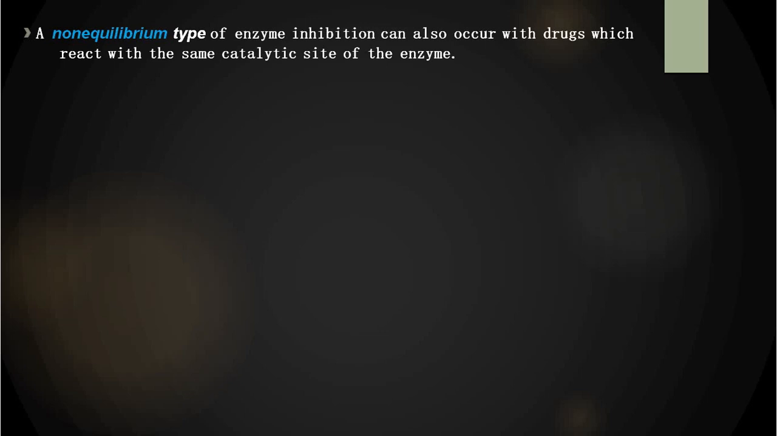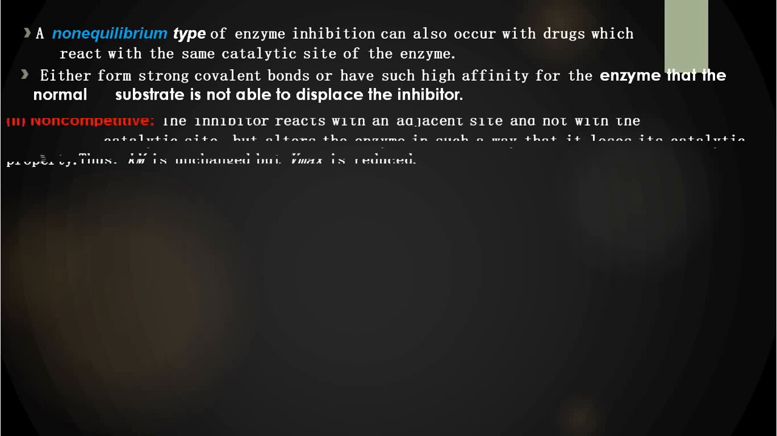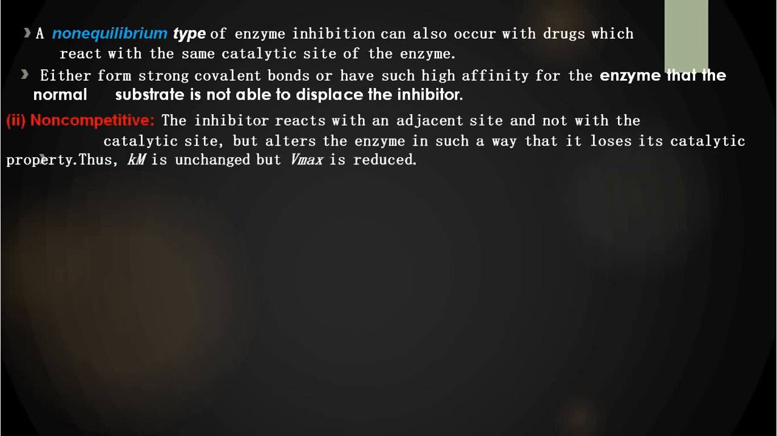Non-equilibrium type of enzyme inhibition can also occur with drugs which react with the same catalytic site of the enzyme, either form strong covalent bonds or have higher affinity for the enzyme that the normal substrate is not able to displace the inhibitor. Non-competitive, in this, drug is not even similar to that of the substrate, and it does not bind to the catalytic site, it binds to another site that results in alteration in the enzyme leading to loss of its catalytic property. In this, Km remains unchanged but V maximum reduces.